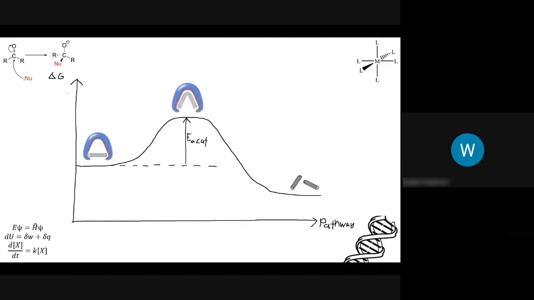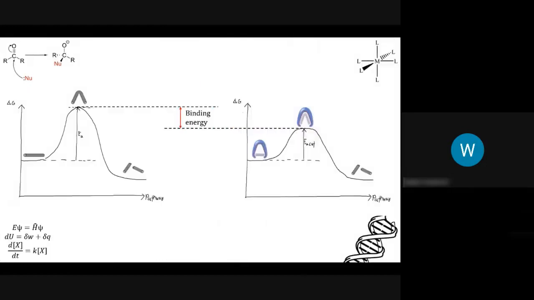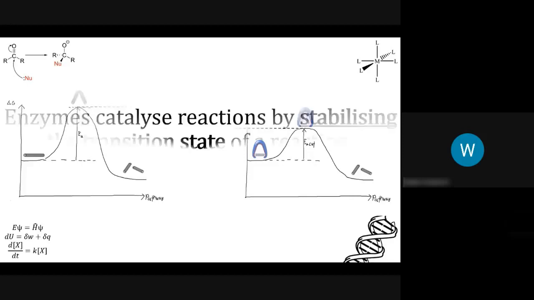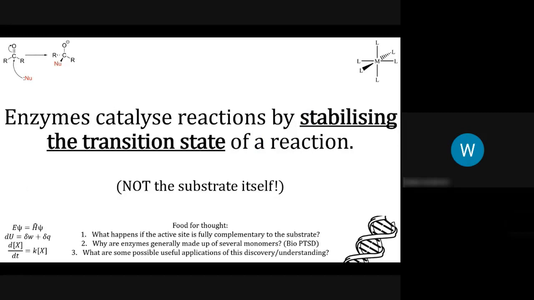If we put the two diagrams side by side, you will notice a remarkable difference in the energy levels of the transition states of the two reactions. This is because the enzyme stabilizes the transition state by binding to it, forming interactions and releasing energy termed binding energy. Because of this stabilization, the catalyzed reaction will have a lower activation energy barrier, and hence the rate of reaction is sped up. The key takeaway from this whole illustration is that enzymes catalyze reactions by stabilizing the transition state of the reaction and not the substrate itself. There are some questions down there if we have time later.